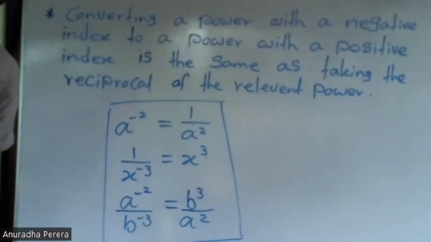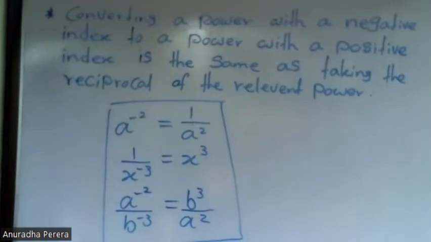No sir. Okay. So, again, numerator and denominator are marked. A negative index in the numerator goes to the denominator as positive, and one in the denominator goes to the numerator as positive. Are you there? Yes. Right.